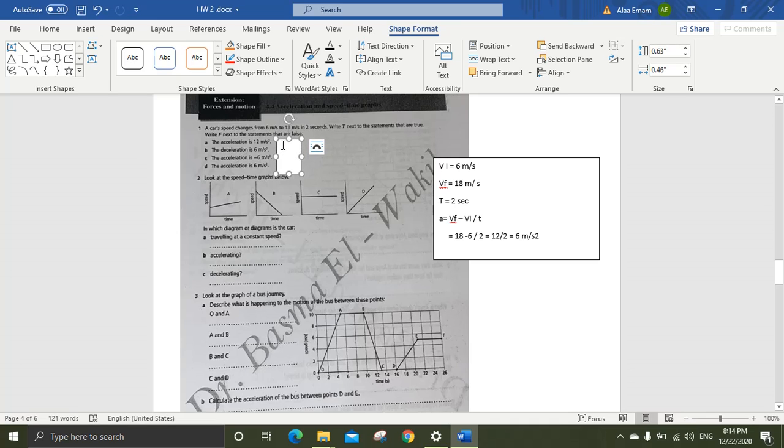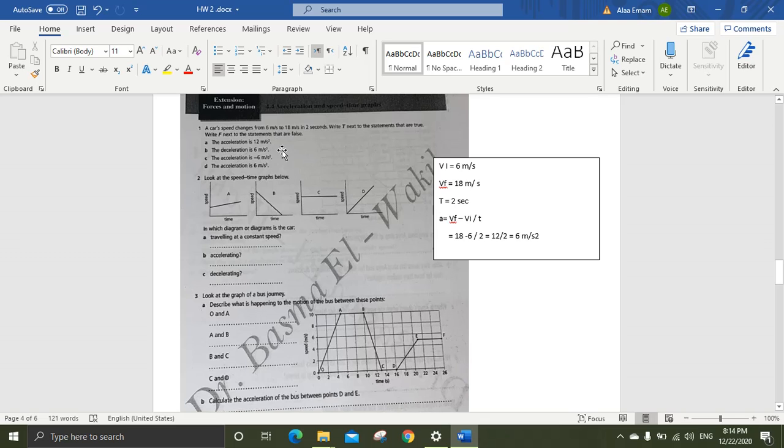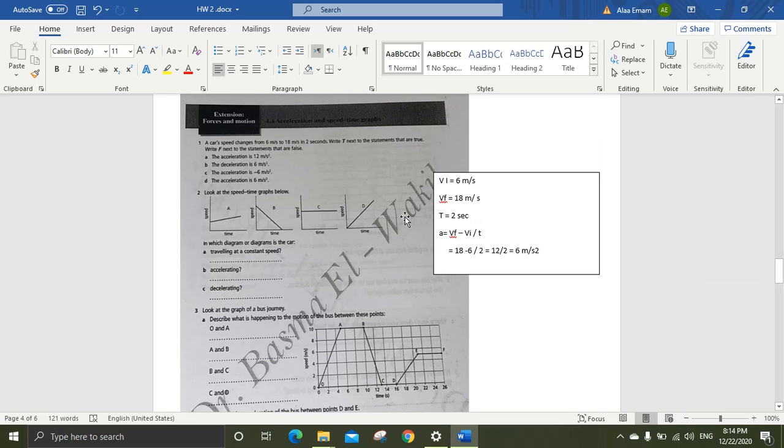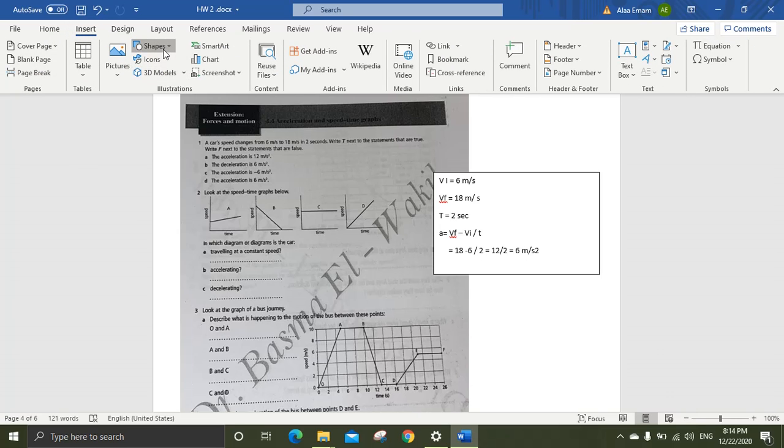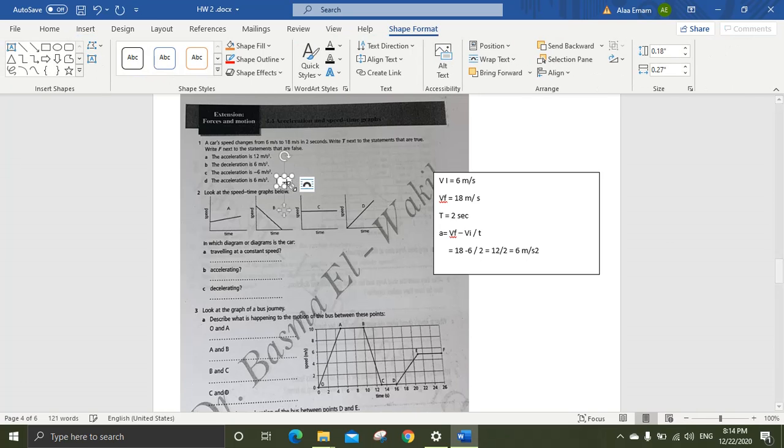Now the first one, while the second one, there's no space to give some space for answering this question, so I'm going to answer it orally. A, B, and C are all false, and D is the only true answer, as we have already calculated. So D is the only true one.